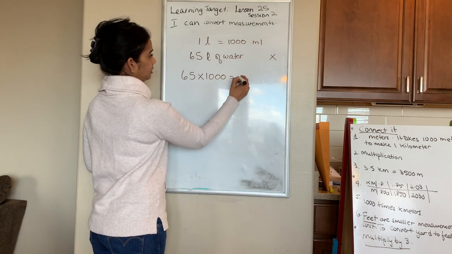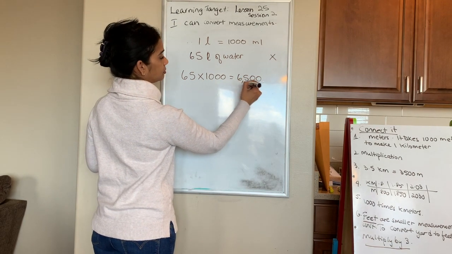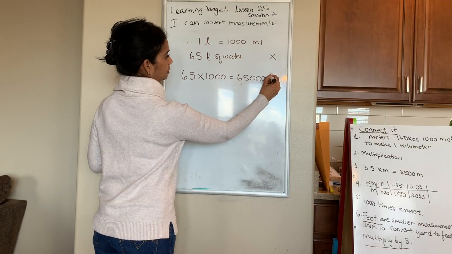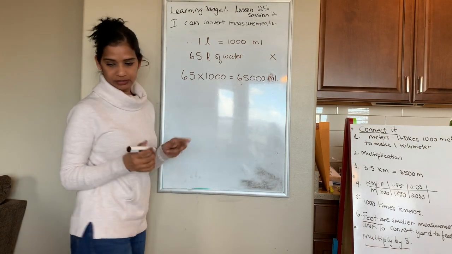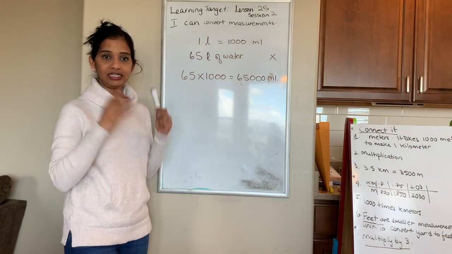So how many milliliters? You got it, 65,000 milliliters. Milliliters, what am I doing? Right. And what answer do we have there? Yes, that answer is D, we're correct.